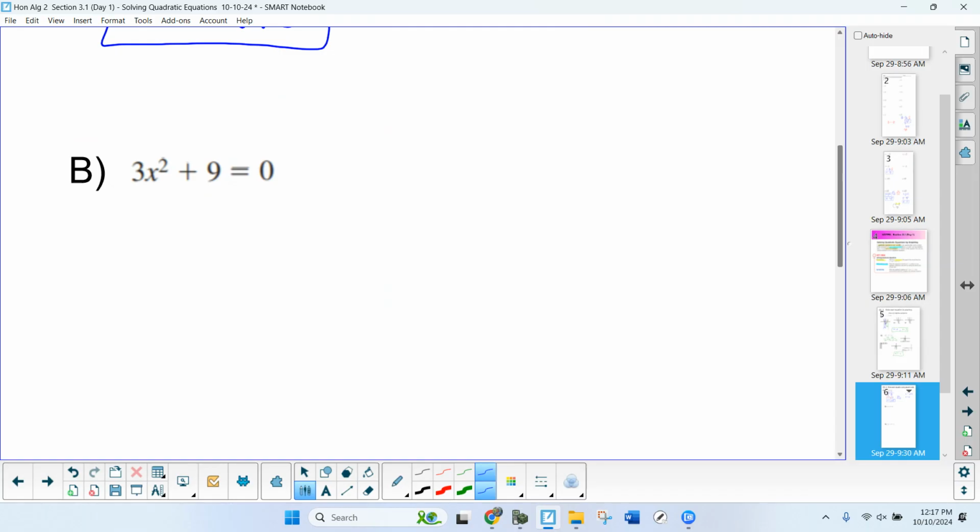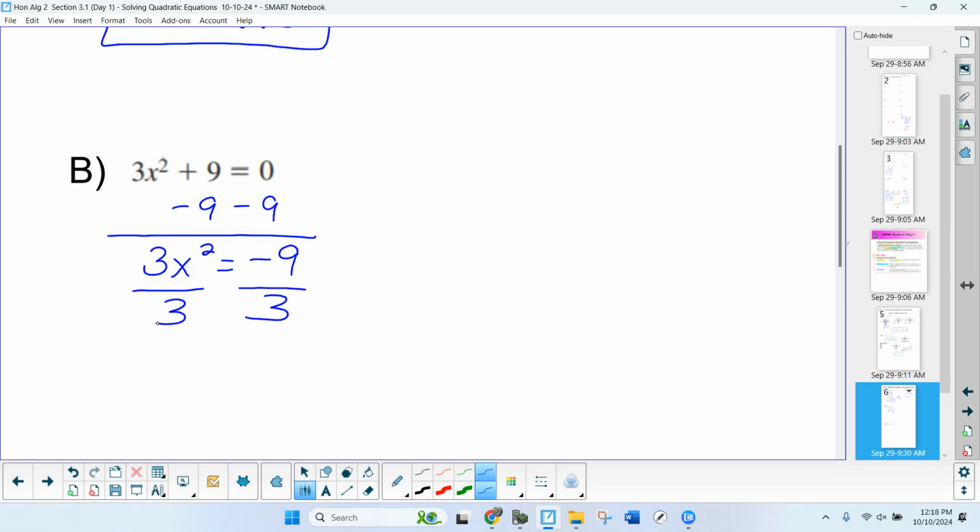Addie, what are you going to do on this one? Subtract 9. And when you do, what do you have left? 3x squared equals negative 9. Now what? Divide by 3. And what do you get for x squared? Negative 3.